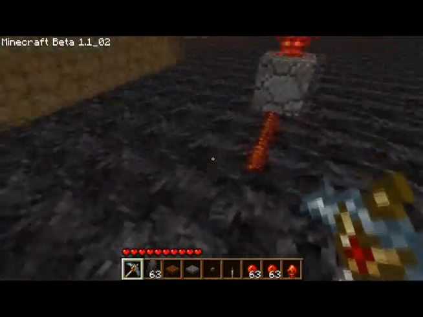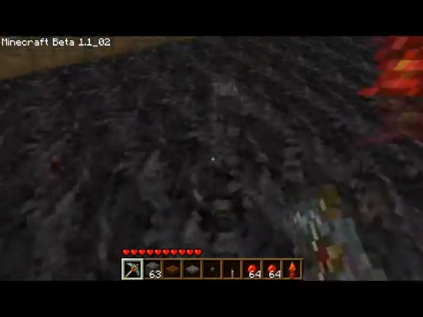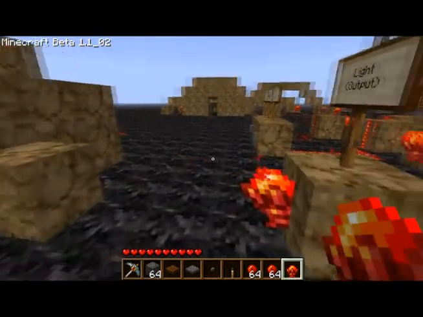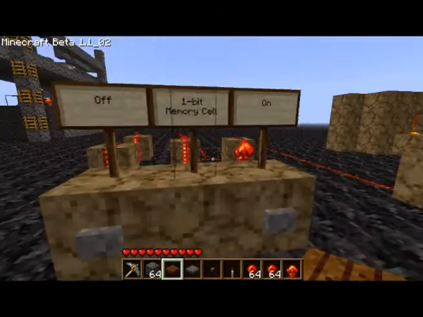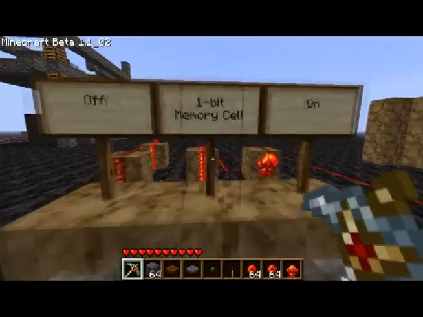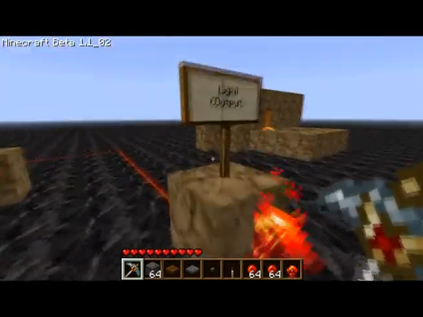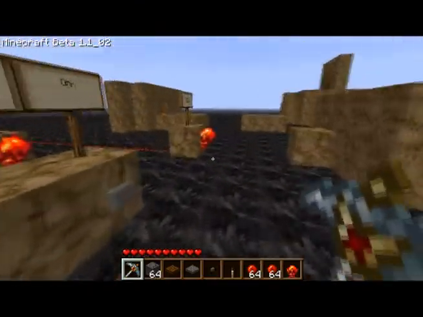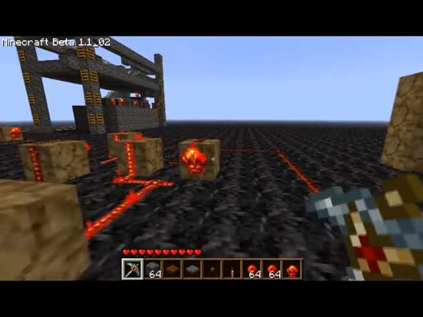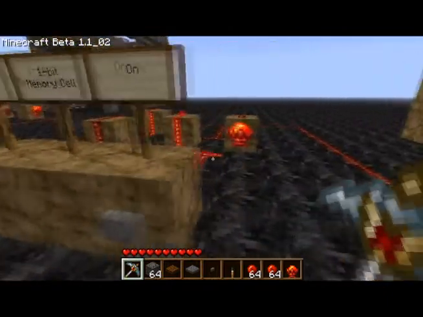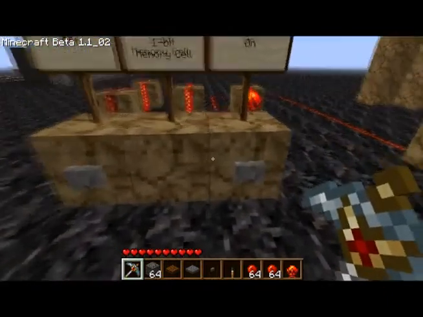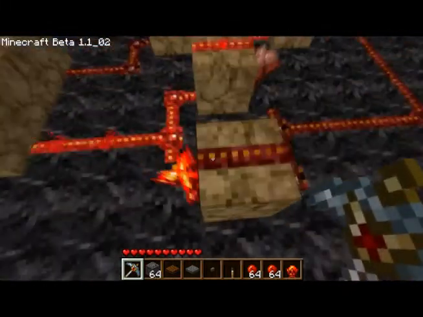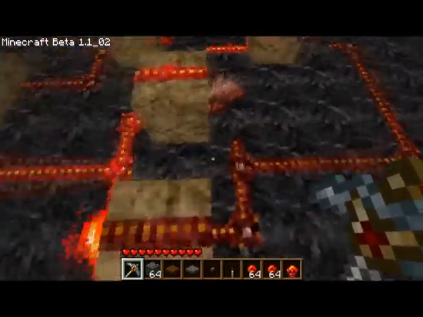Now, a very handy example that is relatively easy to understand is this little contraption, the 1-bit memory cell. It's very useful for making light switches or locks, I suppose, door locks. So just simply by manipulating, I suppose, the quirks of redstone.